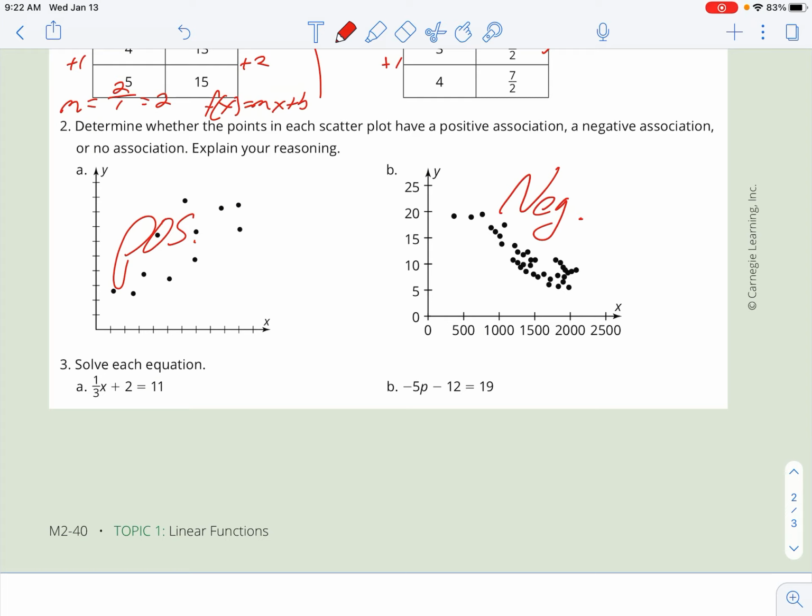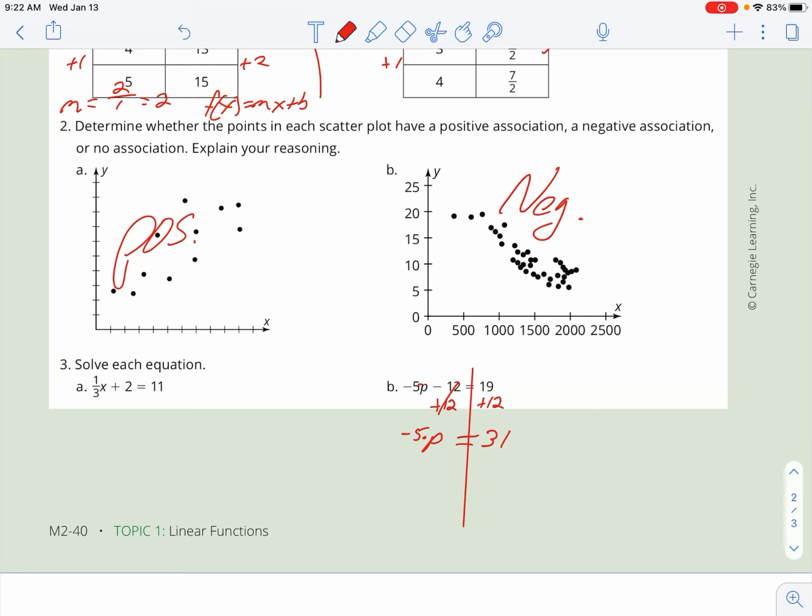So P is right here. It's being multiplied by -5, and it's being subtracted by 12. So you want to keep this thing balanced. I usually tell my kids to draw a line down that middle to help separate the left from the right. And I'm going to add 12 because the inverse of -12 is add 12. The 12's cancel. Equals, and then 19 plus 12 gives me a 31.